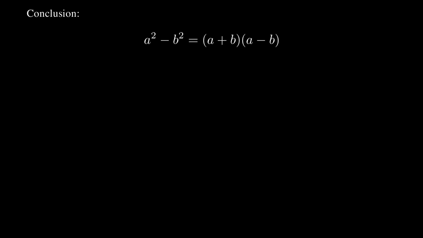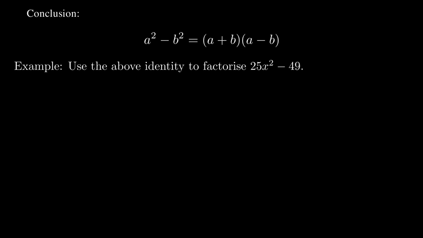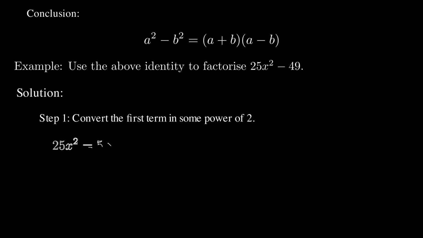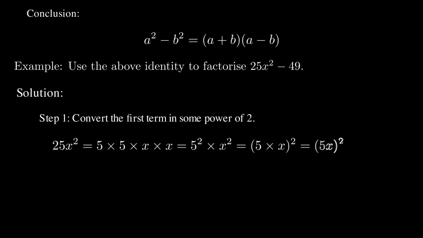Now, let us see one application of this identity with the help of an example. The example is asking us to factorize 25x squared minus 49 with the help of the above identity. We will proceed stepwise. In step 1, we will convert the first term into some power of 2. For this, we will factorize that term, which will yield that 25x squared can be written as 5x whole squared.